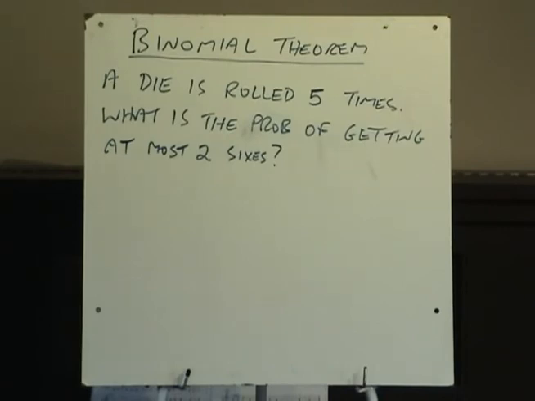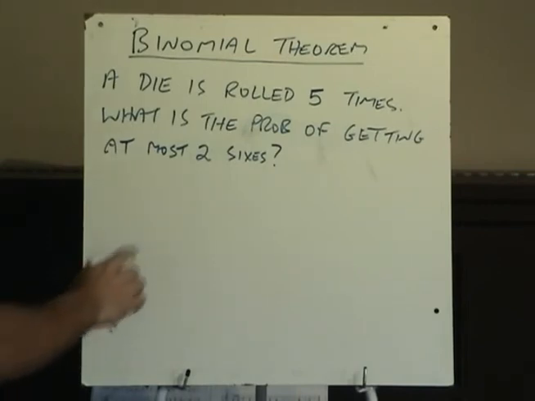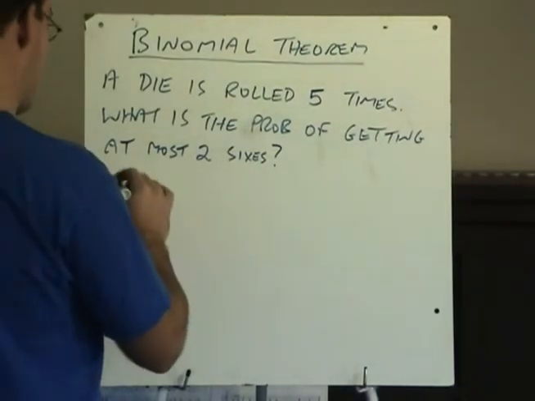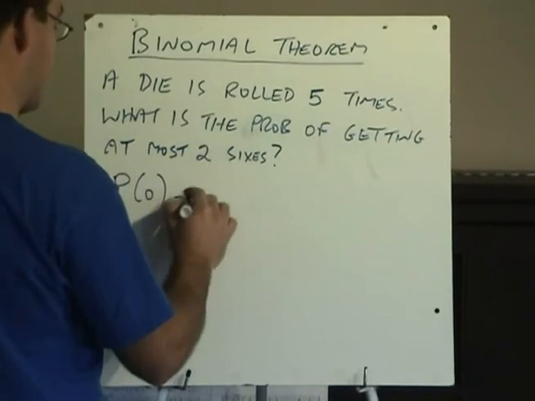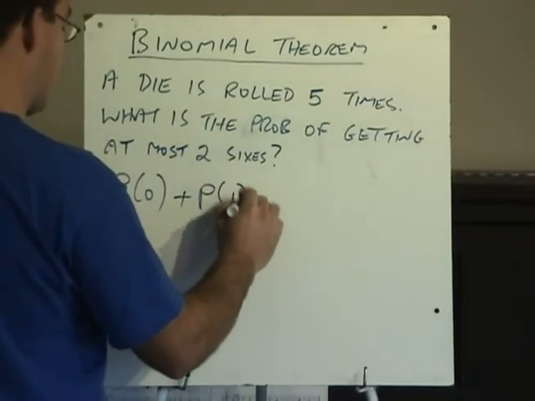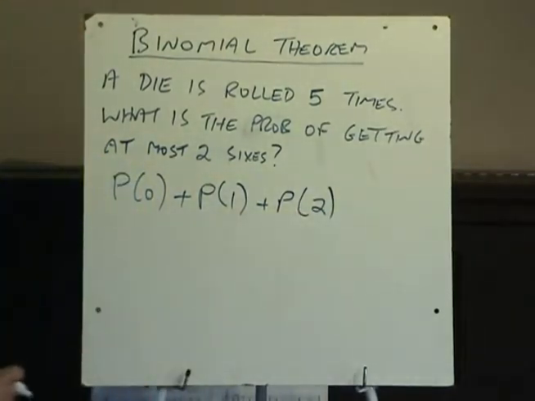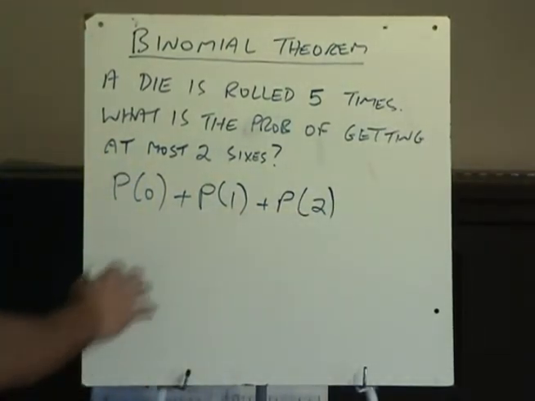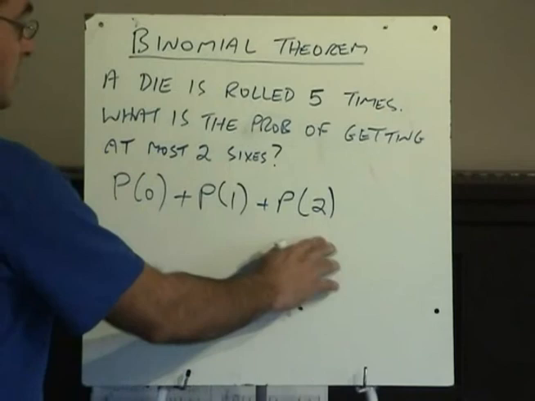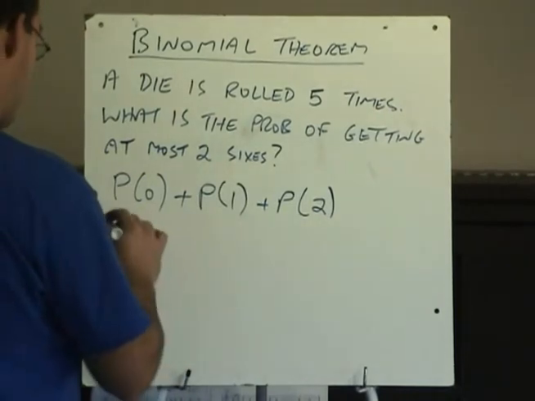A die is rolled 5 times. What's the probability of getting at most 2 6s? So we've actually got 3 questions to do here. Because it says at most 2, that means we want to find the probability of getting no 6s, plus the probability of getting 1 6, plus the probability of getting 2 6s. So at most 2 6s. And we need to work each one of these out individually and add them together.